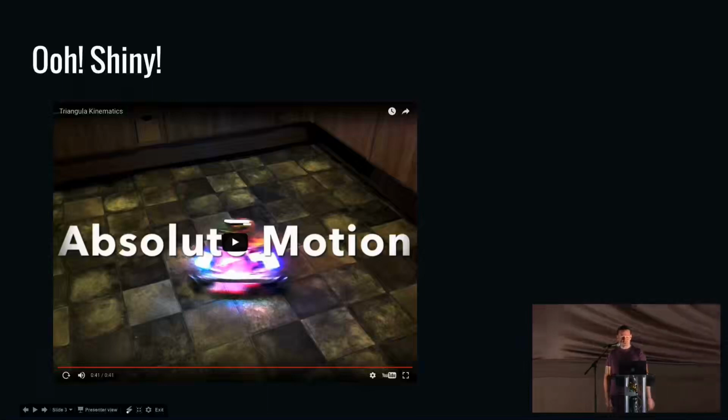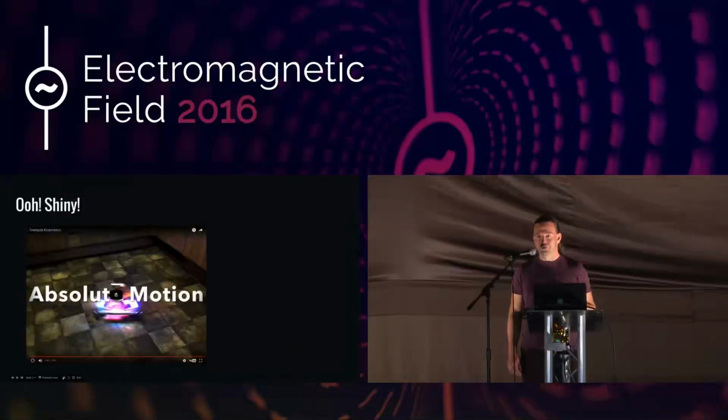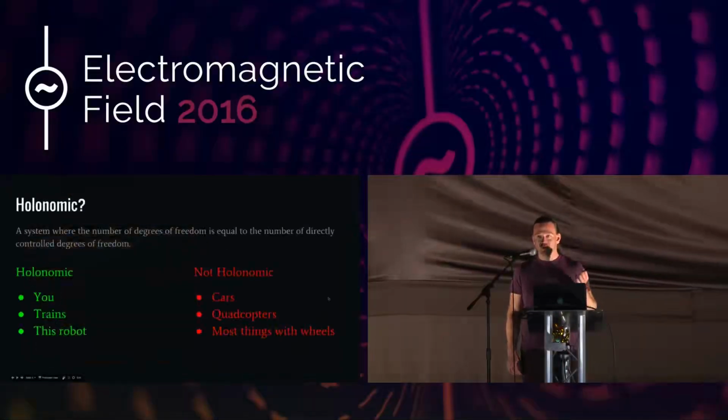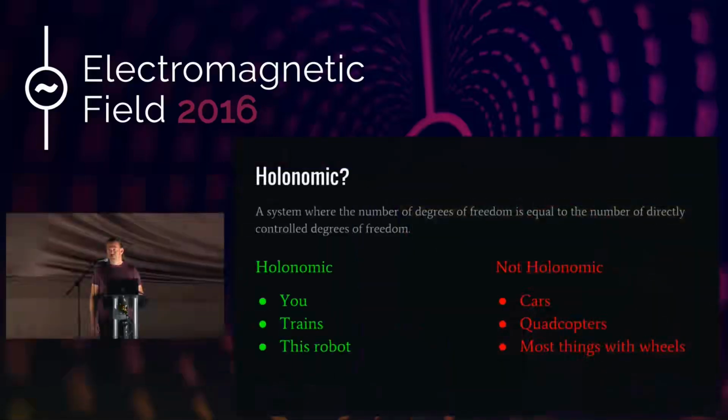Oh, come on, right. So the talk is about holonomic robots, so I should probably define what a holonomic system is. So as the slide says here, it's a system where the number of directly controllable degrees of freedom is equal to the number of degrees of freedom. When we're talking about degrees of freedom for a mechanical system, we're referring to the number of different ways it can move within its environment. So this list might be slightly surprising because we typically think of a quadcopter as a super agile vehicle, and you might think it would be holonomic, but it's actually not.